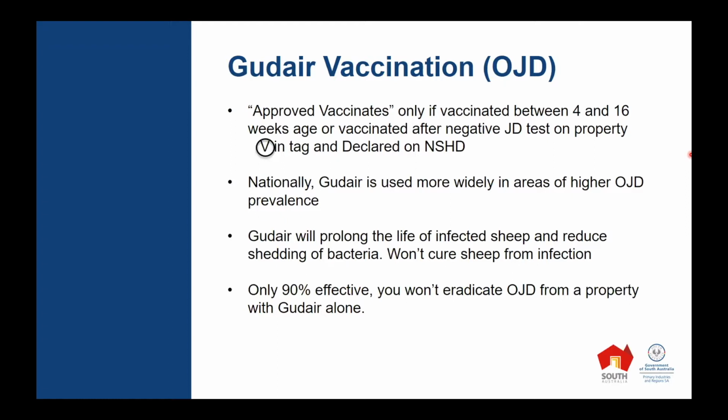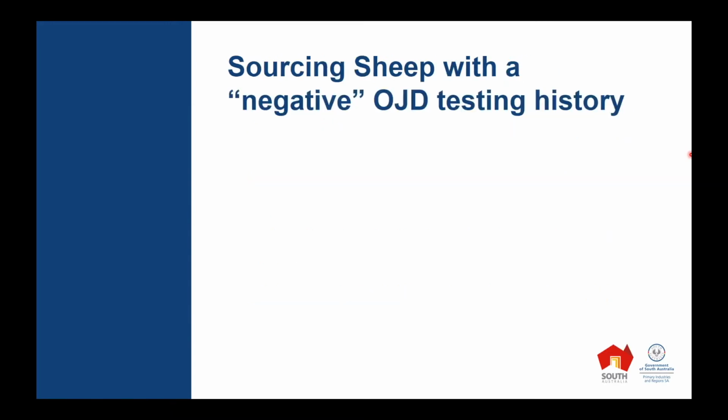And the other issue with Johne's, and that's why it's such a frustrating disease to deal with, is that by the time you know you have it, it's probably been there 5 to 10 years. So it's making good decisions now to prevent future problems. There's probably the most important point with regards to Johne's, probably more important than Gudair vaccine, is sourcing sheep with a negative OJD testing history.